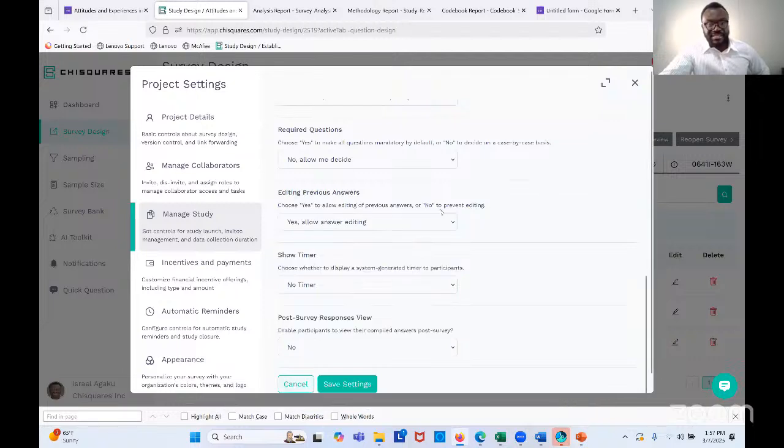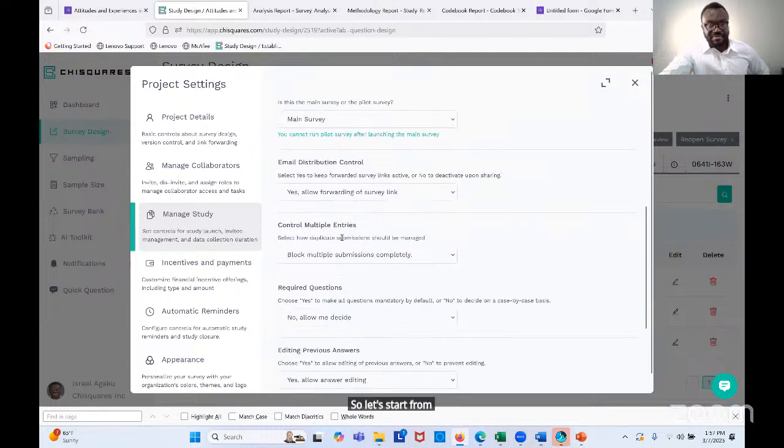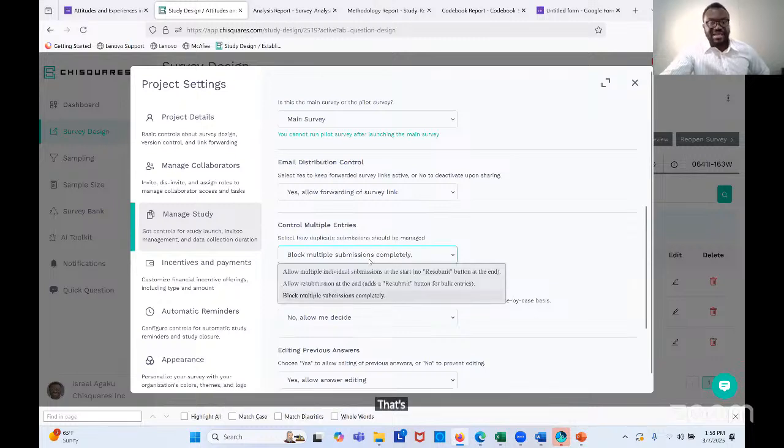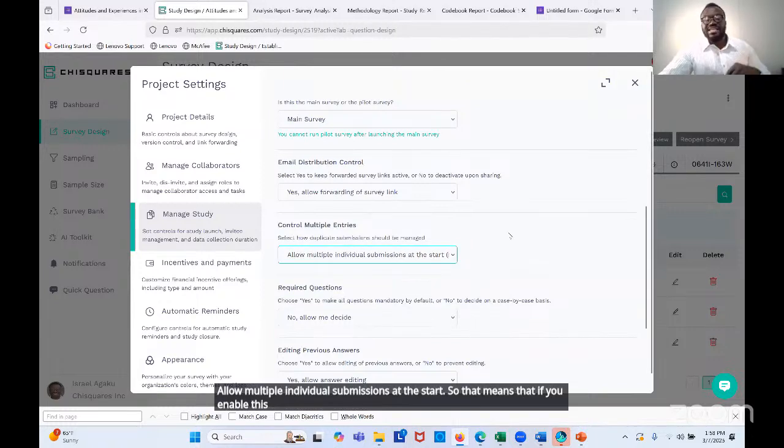So let's start from here. Control multiple entries. This allows you to control multiple entries. The default option is to block multiple submissions completely, right? That's the default. Now you have options to change this. You can say allow multiple individual submissions at the start. So that means that if you enable this, an individual can take the survey as many times as possible.